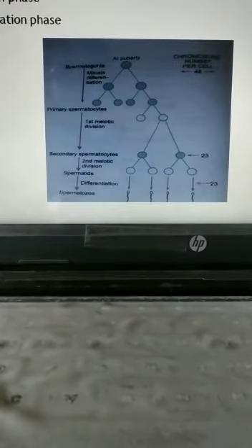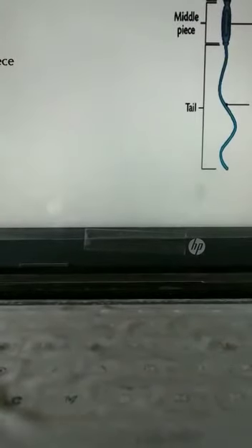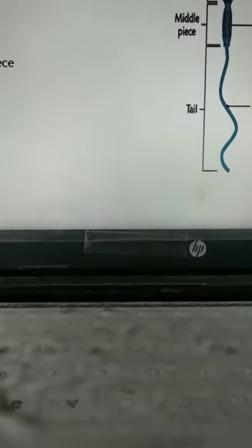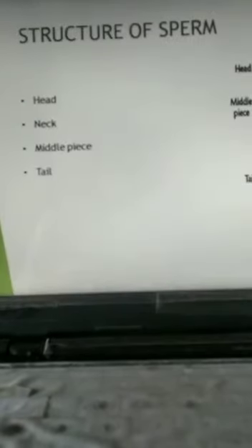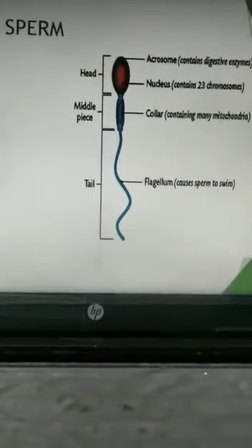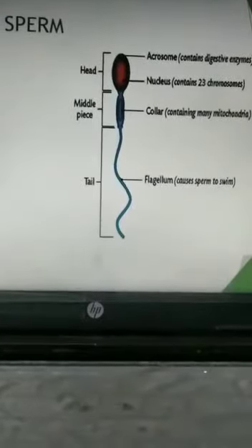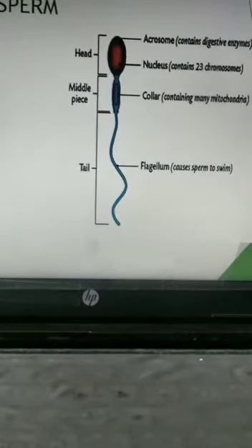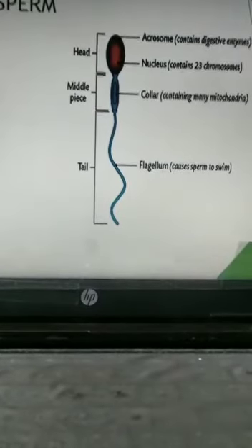Now we will study about the structure of a sperm. It consists of 4 parts: head, neck, middle piece and tail. First one is the head. It is the enlarged end of a sperm containing the large haploid nucleus, that is condensed chromatin body, and is capped by acrosome.